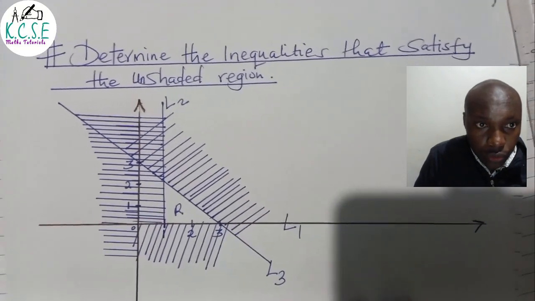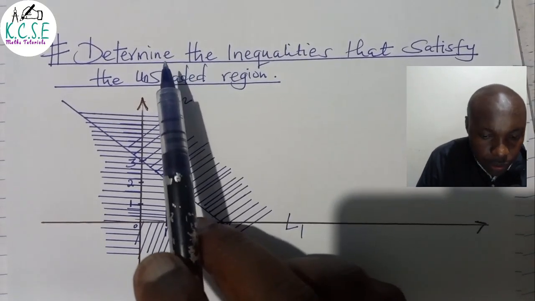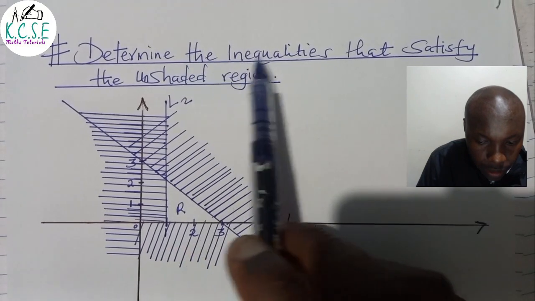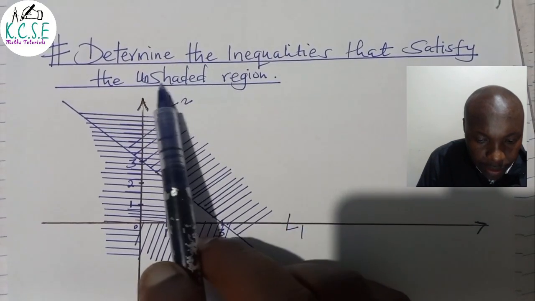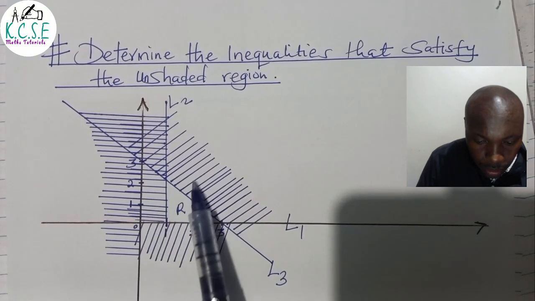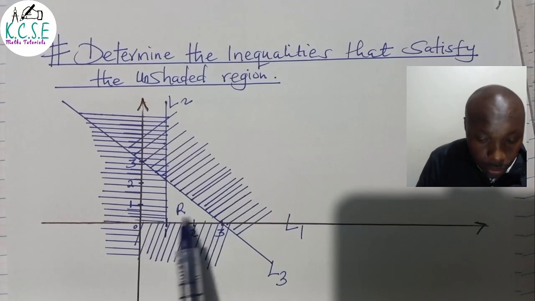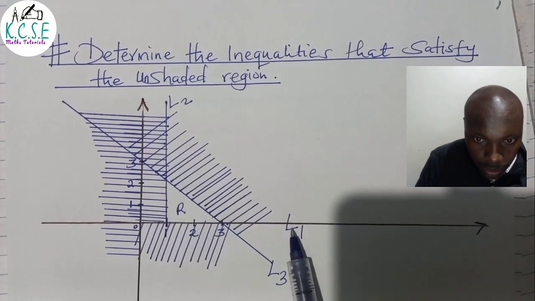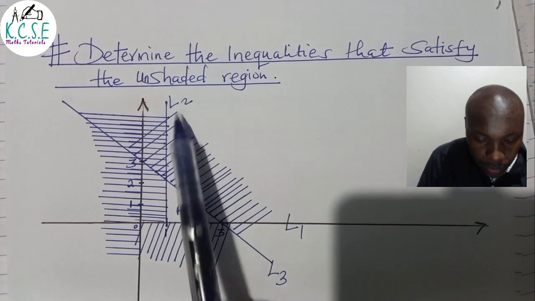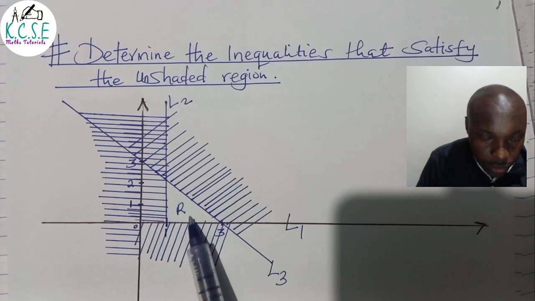In this lesson I would like us to solve this question on linear inequalities. The question is: determine the inequalities that satisfy the unshaded region. Here are the lines bounding that required region. Line 1 is here, that is the x-axis, line 2 is here, then line 3 is here. So this is the unshaded region, or the required region.